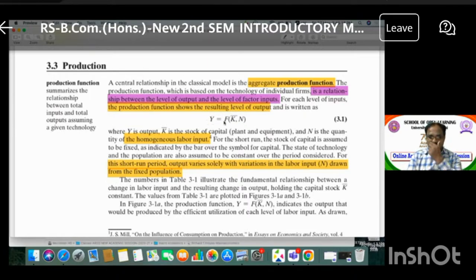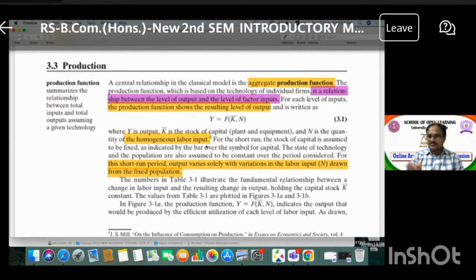So the classical production function is Y = f(K̄, N). Here Y is the output, K̄ is the stock of capital. Stock of capital means, in the initial stage, a minimum level of investment, like plant, equipment, infrastructure, whatever you want to call it. And N is the quantity of homogeneous labor input. This is the one factor in classical economics that we can also call the real factor.